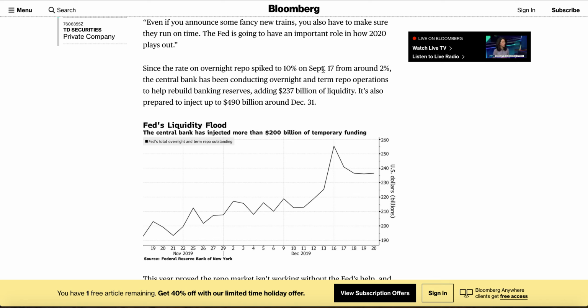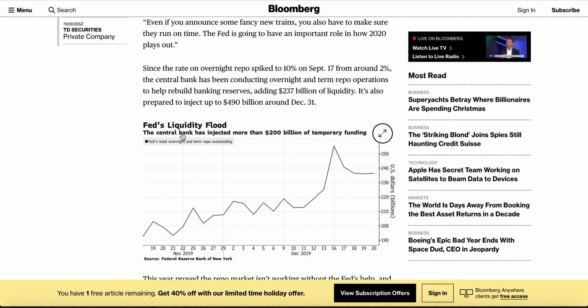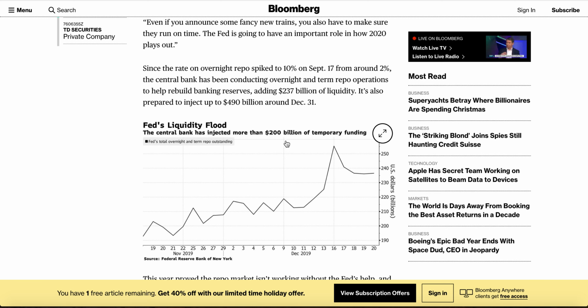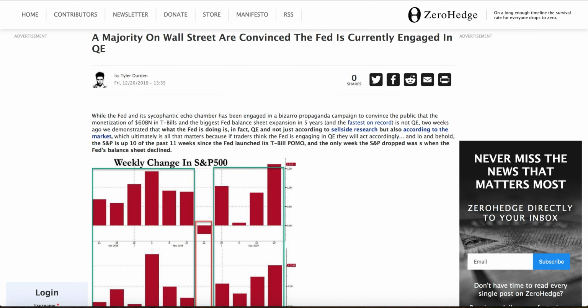So the Fed, the central bank, has to inject $500 billion into the Repo market. You can see here the Fed's liquidity flood: it injected more than 200 billion of temporary funding, and it will inject up to 490 billion around December 31st. You can see there's a pump up of free money to the banks. Basically, just put in a computer how many zeros and shoot it to the banks. So they just print the money out of thin air, basically.